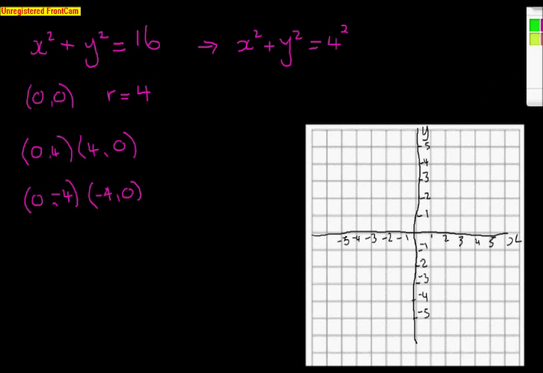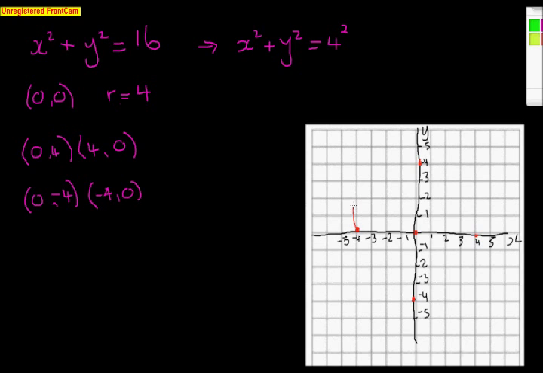Change color. We have our first point, the origin at 0, 0. We've got points at 0, 4, 4, 0, 0, negative 4, and negative 4, 0. If you notice, all these points are the radius distance from the origin. That's what we worked out there.